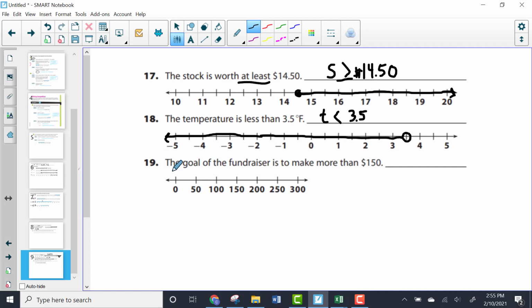Number 19, the goal of the fundraiser is to make more than $150. So it's going to be more than, not at least. So the goal would be greater than 150. What we would do is find 150. We do not shade it in because there's not that line underneath the greater than sign. And we color in the rest of our graph, representing that any of these numbers could be the goal.